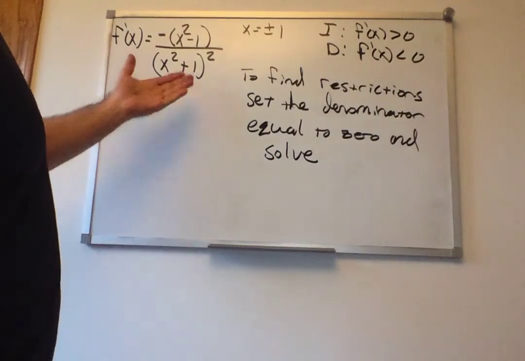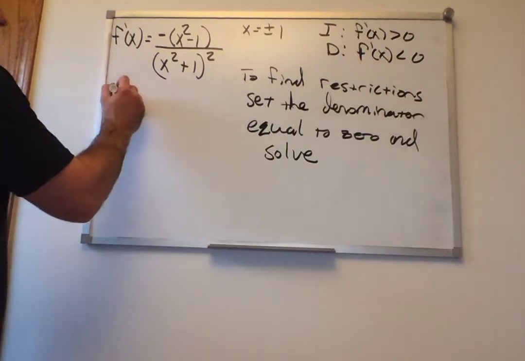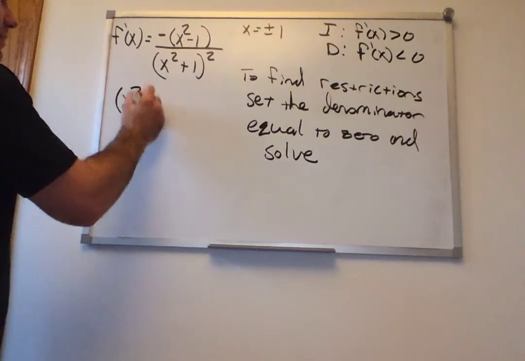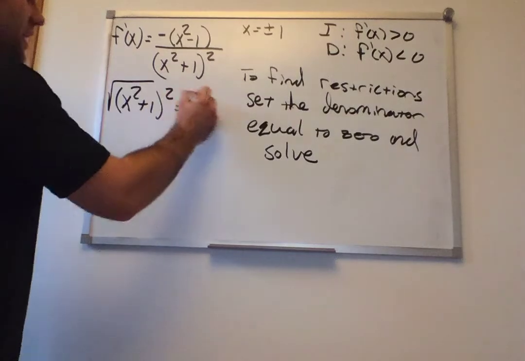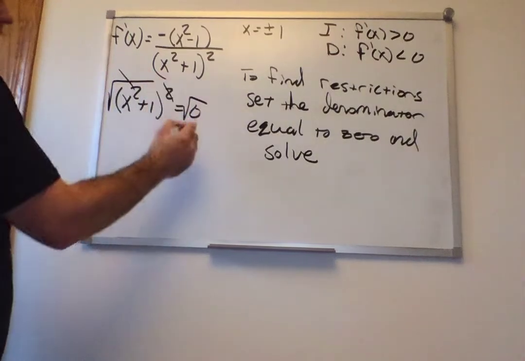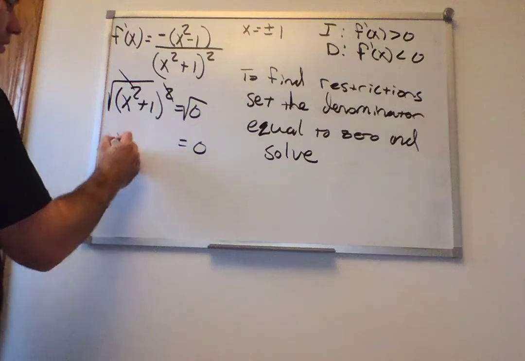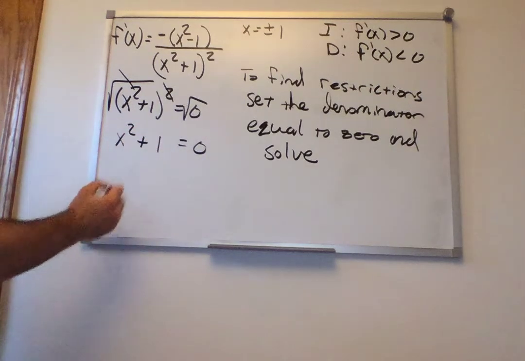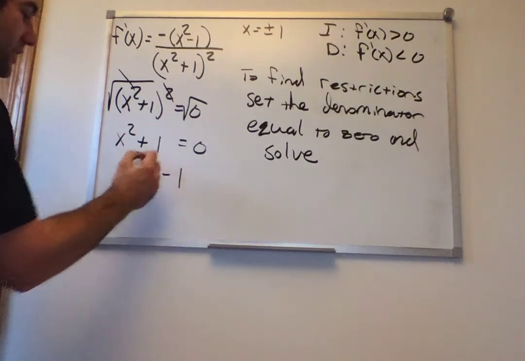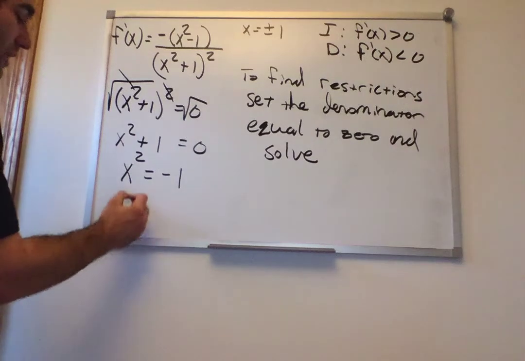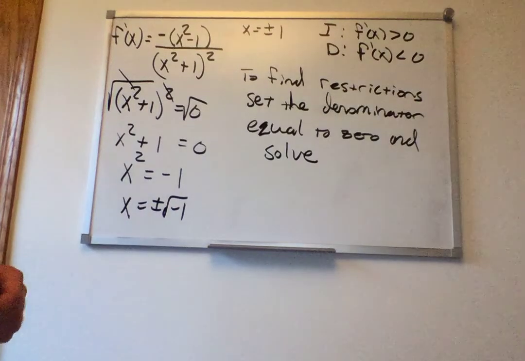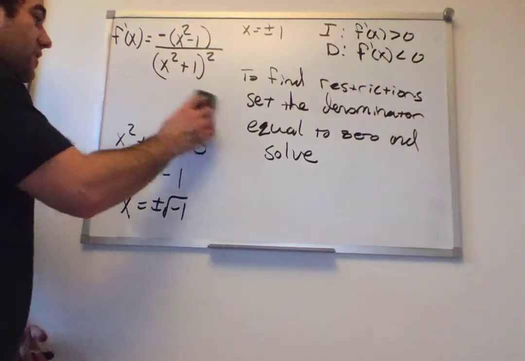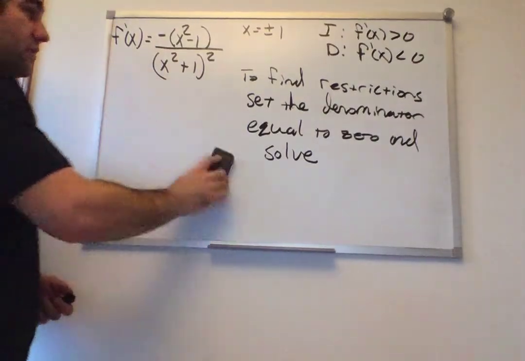Now, unfortunately, on this example, when we set the denominator to 0, I could square root both sides because we've got that squared here. Those will cancel. Square root of 0 is just 0. So x squared plus 1 equals 0, and x squared is equal to negative 1. You get x is equal to plus or minus square root of negative 1. We can't do that. We're dealing with i's here. So there are no restrictions on this function.